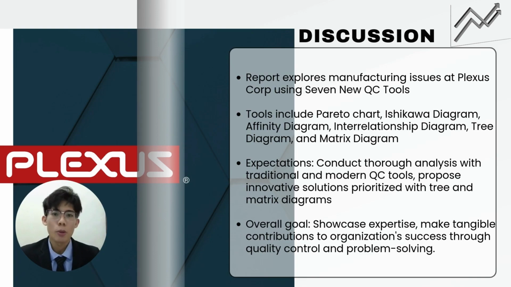So, as for our discussion, this report explores manufacturing issues at Process Corporation using the 7 QC tools. The tools that we have used include Pareto chart, Ishikawa diagram, affinity diagram, interrelationship diagram, tree diagram, and lastly, matrix diagram. Not to forget, we also used flow charts.